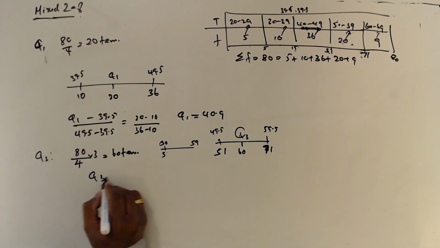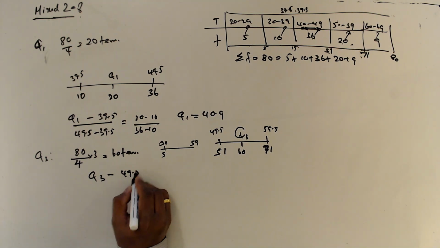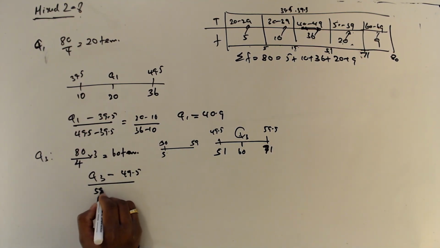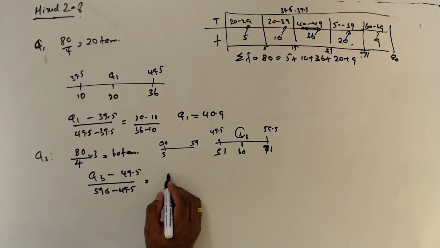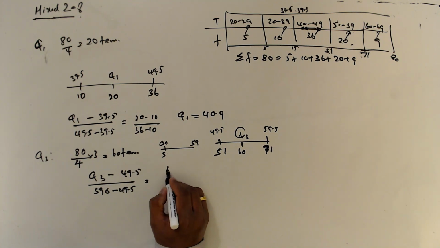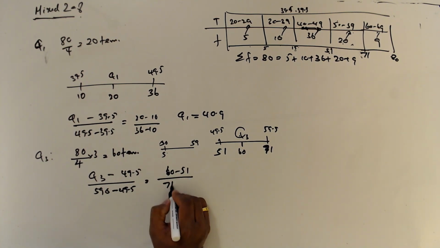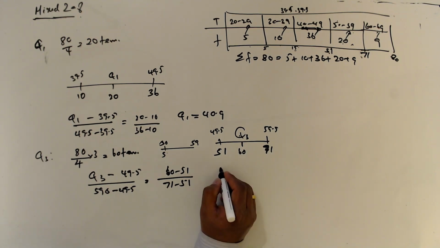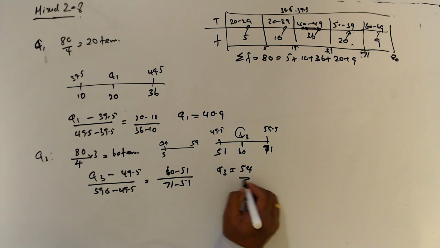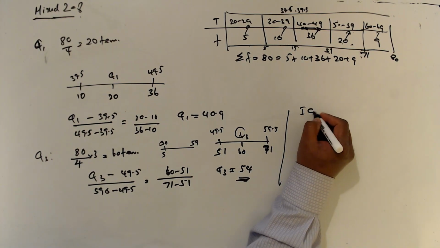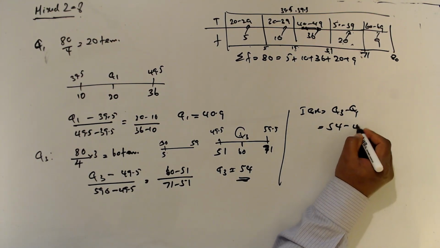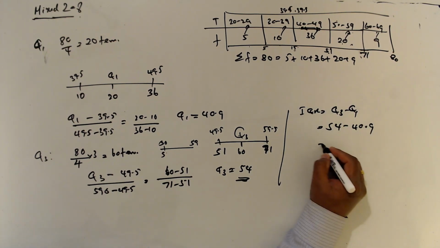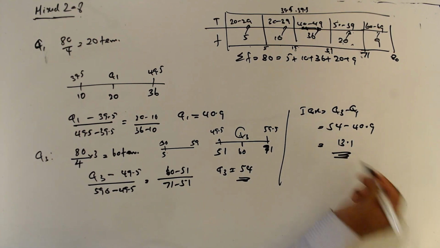Then Q3 minus 49.5 divided by 59.5 minus 49.5 equals 60 minus 51 over 71 minus 51. We will get Q3 as 54. Then IQR is Q3 minus Q1, 54 minus 40.9, that is going to be 13.1.